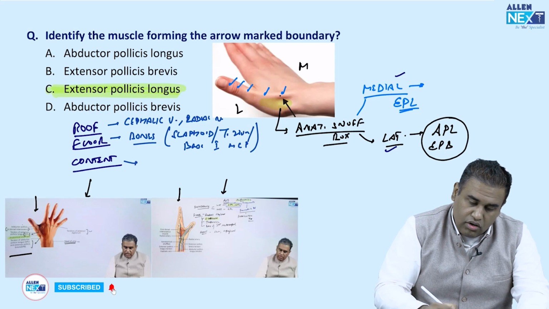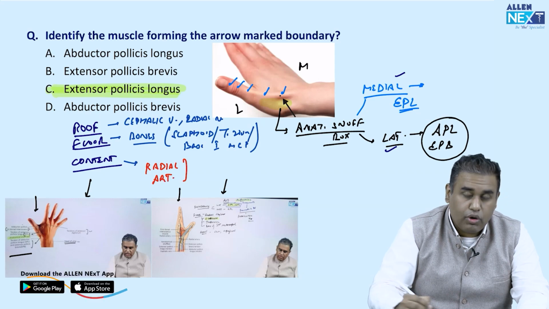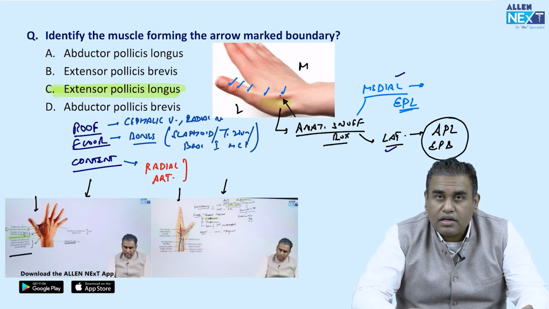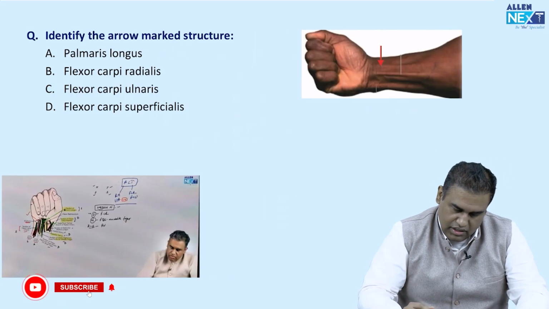Now, the only content of this whole snuff box is the artery, that is the radial artery. So remember these basic points. Questions will come from here only. I hope you marked it correct. Let us see the next question over here.